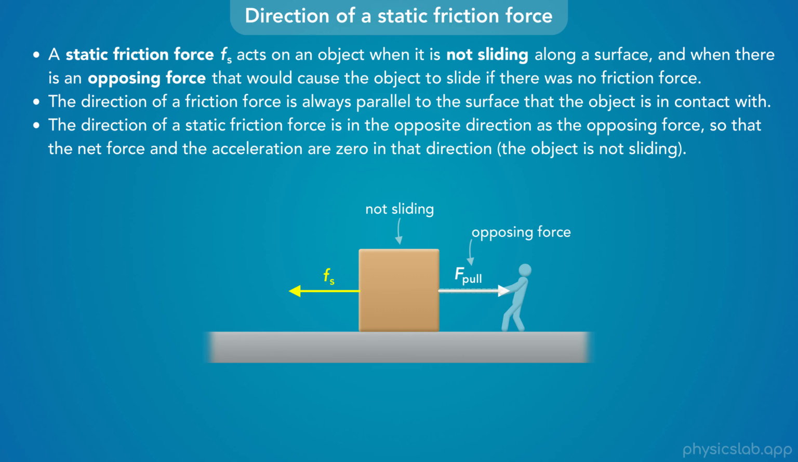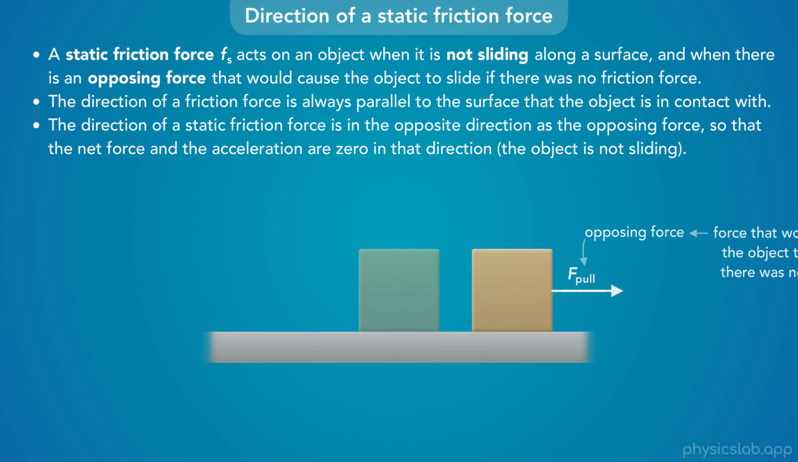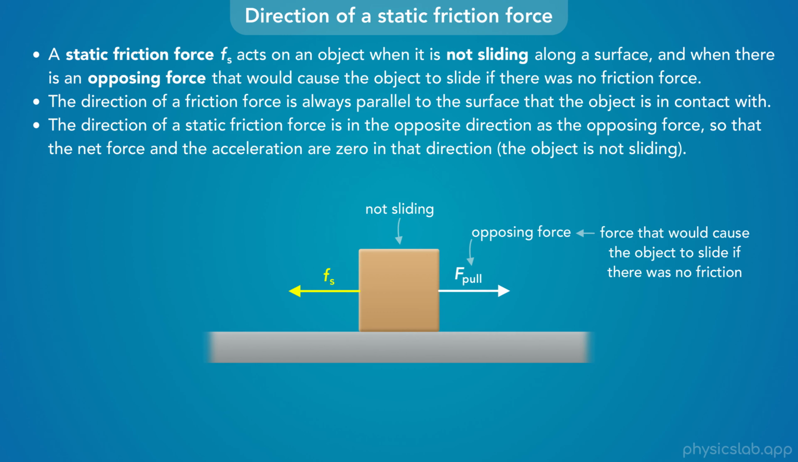So in this example, the opposing force would be the force from the person acting to the right. This is just the force that would cause the object to slide if there was no friction. If we removed the static friction force, the box would slide to the right. Therefore, the static friction force on the box must be acting to the left.